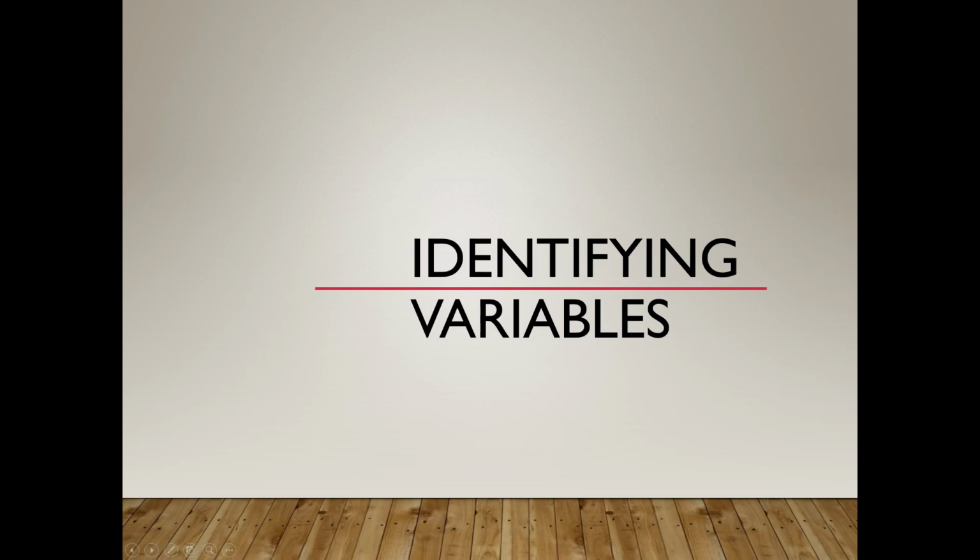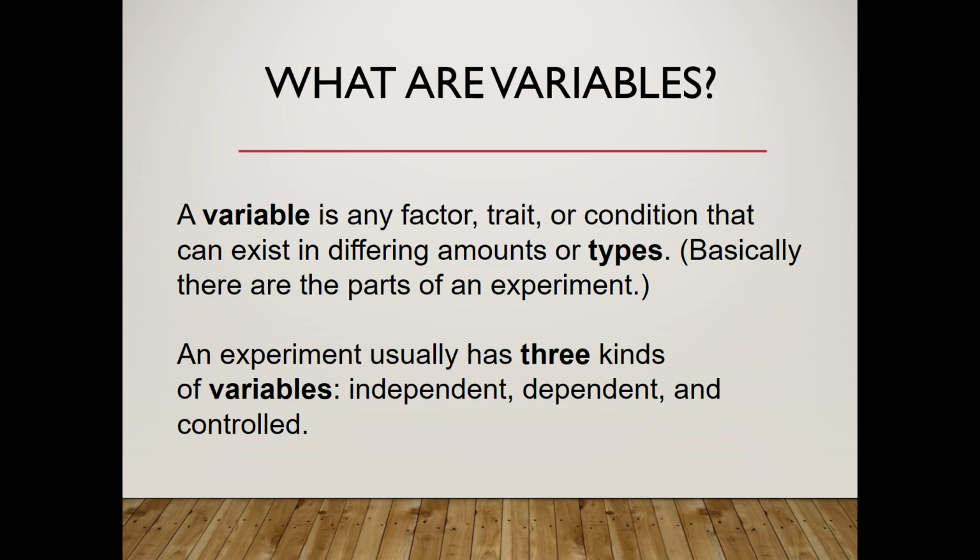All right, we're going into our identifying the variables. I'm sure some of you are wondering, what is a variable? Well, a variable is any factor, trait, or condition that can exist in differing amounts or types. Basically, it's just the parts of an experiment. If we're determining in an experiment whether plants are going to grow in the sun or in a closet, a variable is the plants themselves growing. Another variable is putting it in front of the window, and the other one would be putting the plant in the closet. It's just the parts of an experiment.